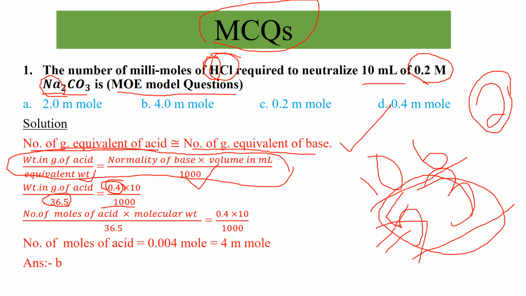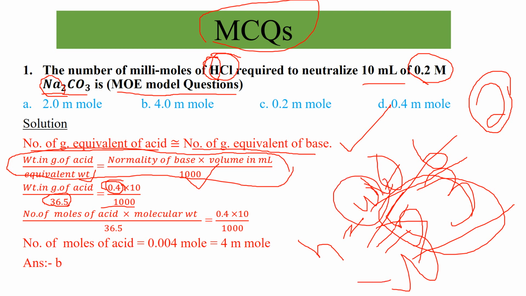We have already discussed the relationship between number of moles and the weight in gram, right? Number of moles is equal to weight in gram divided by molecular weight. Then weight in gram is equal to number of moles times molecular weight. So number of moles of acid times molecular weight of acid divided by 36.5 is equal to the right side, and molecular weight of acid is 36.5. This 36.5 and 36.5 will be cancelled out. The number of moles of acid will be 4 millimoles. So the answer will be B. Remember, this question is very important.